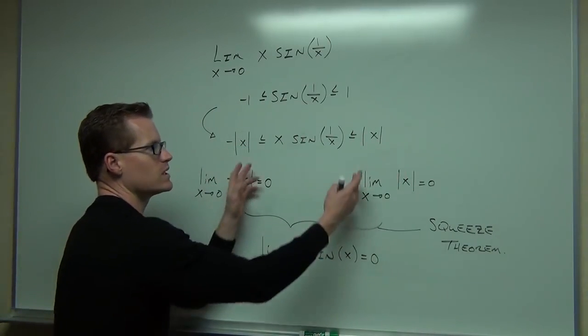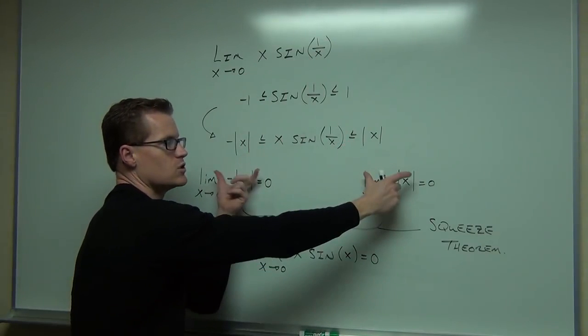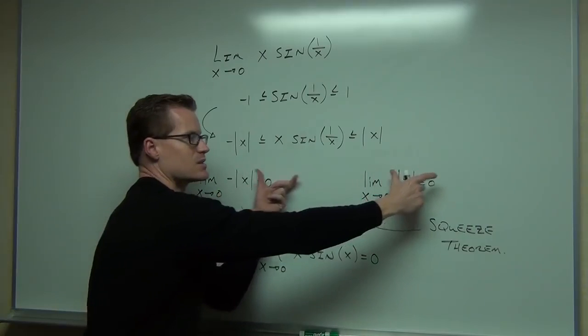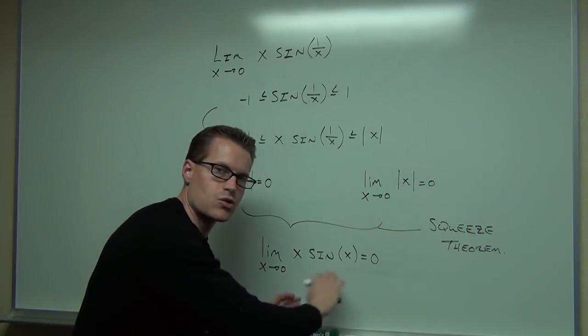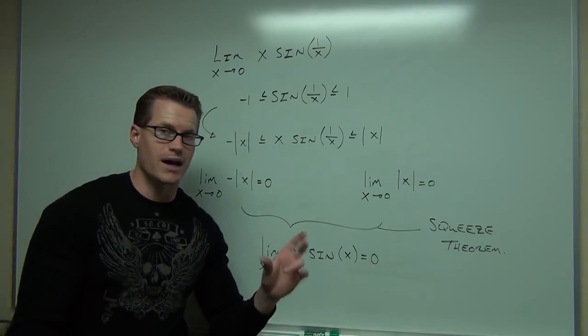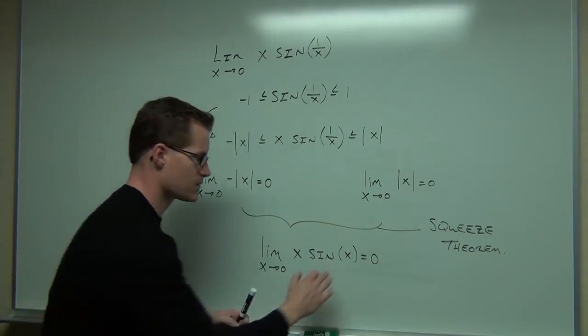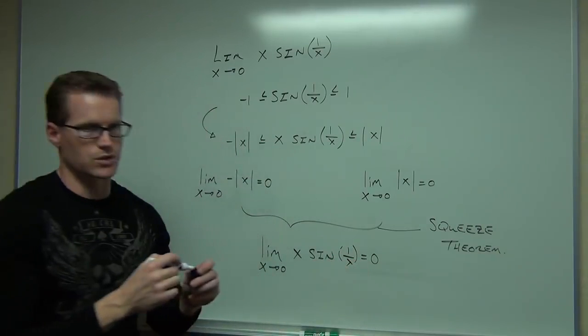Since we've now squeezed the function we wanted to find out, this one, between two functions whose limit is 0 as we approach 0, by the squeeze theorem, we can now draw that conclusion. That's how we get the limit as x approaches 0 of x sine of 1 over x equals 0.